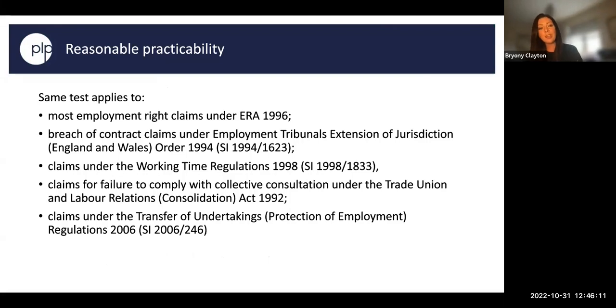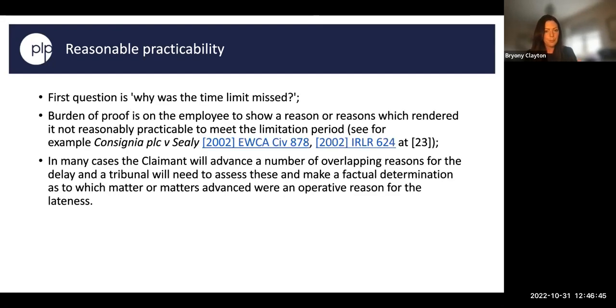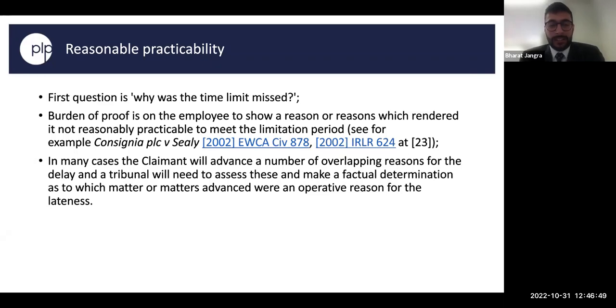Okay, so now going to look at reasonable practicability. So we saw at the beginning that this is the test for extension of time for unfair dismissal, but it also applies to most Employment Rights Act claims, breach of contract, working time regs, TULCRA and TUPE. And to state the obvious, it's much harder for a claimant to satisfy this test than to satisfy the just and equitable extension. The first question that the tribunal needs to ask itself is why the time limit was missed, and the burden is on the employee, the individual bringing the claim, to show the reasons why it was not reasonably practicable to meet the limitation period.